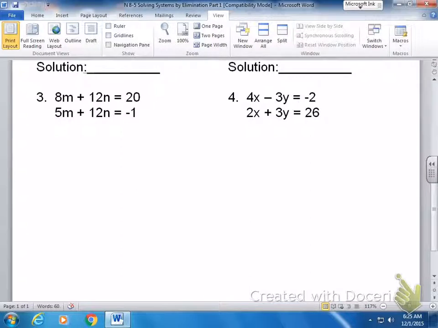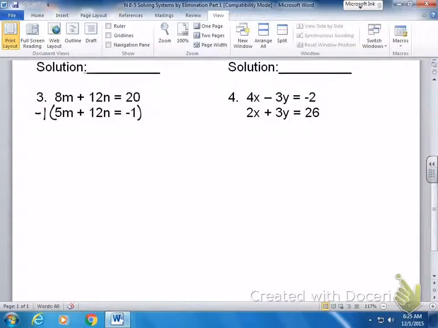Now, if we look at this one again, the same sort of thing happens. I have my 12 in both of them, but they're both positive. I need to make one of them negative. So I'm going to take my bottom equation. I'm going to multiply the whole thing by a negative 1. So let's rewrite these over to the side.